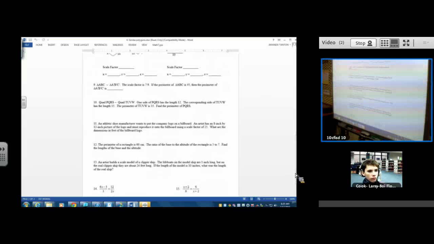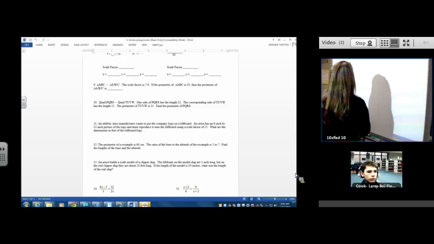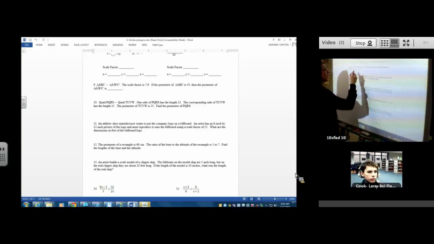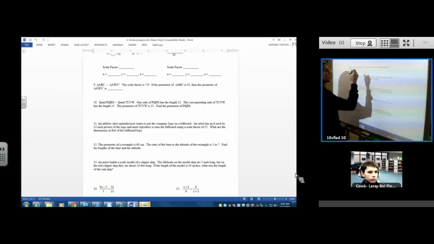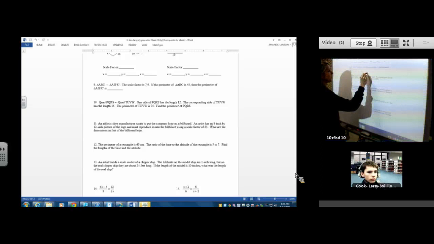Triangle ABC is similar to triangle A prime, B prime, C prime. The scale factor is 7 to 9. If the perimeter of ABC is 45, then the perimeter of A prime, B prime, C prime is blank. The problem here is, well, let's set up a proportion.